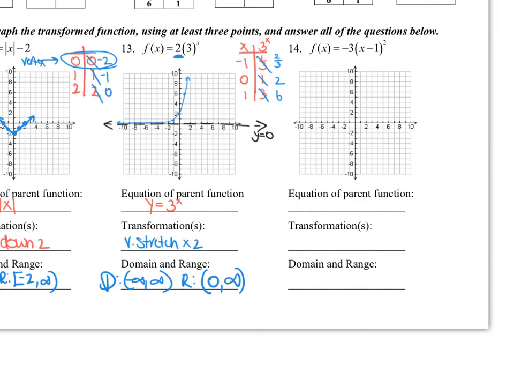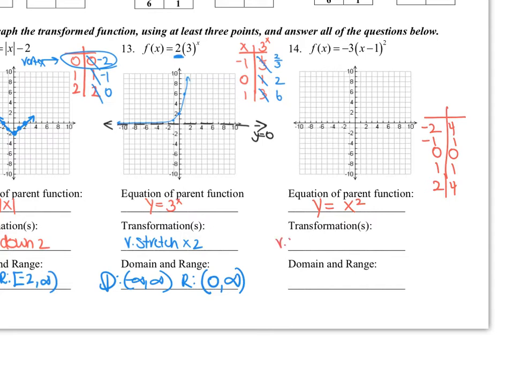All right, and the last one is negative 3 quantity x minus 1 squared. So our parent graph is a quadratic, so that's y equals x squared, or f of x equals x squared. Our parent table, you can just do 0, 0, 1, 1, negative 1, 1. We can also do 2, 4, negative 2, 4 if you want to do more. Transformations, we have 3 things.